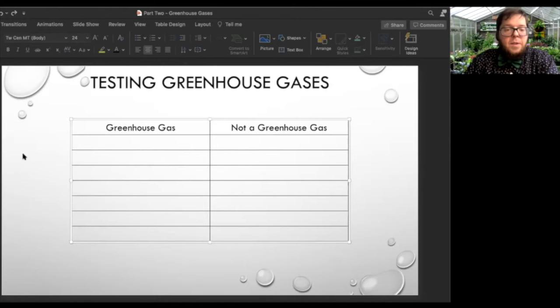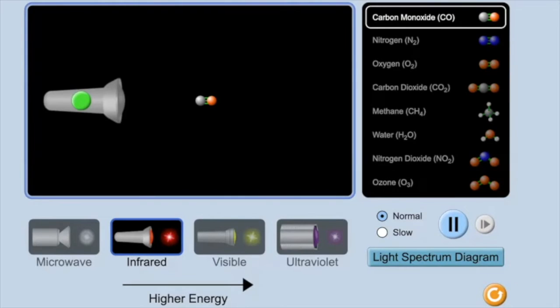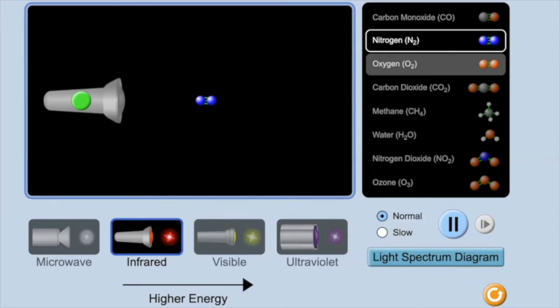So I'll change my screen share as well to open up the simulation. This thing also makes really hilarious sounds. Okay, it seems like nitrogen dioxide is a greenhouse gas. Nitrogen dioxide. Let's test it.